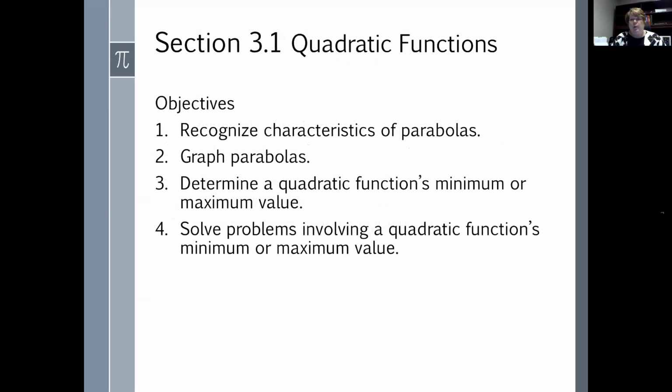In Section 3.1, we are going to look at quadratic functions. Our objectives are to: 1, recognize the characteristics of parabolas. 2, graph parabolas. 3, determine a quadratic function's minimum or maximum value. 4, solve problems involving a quadratic function's minimum or maximum value.